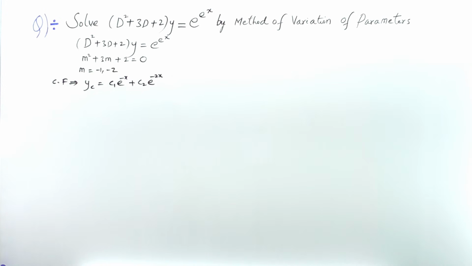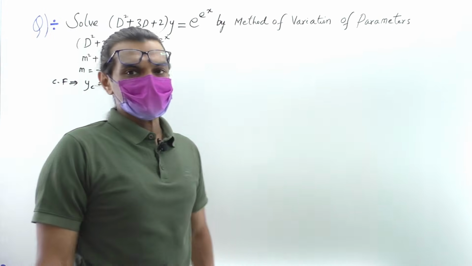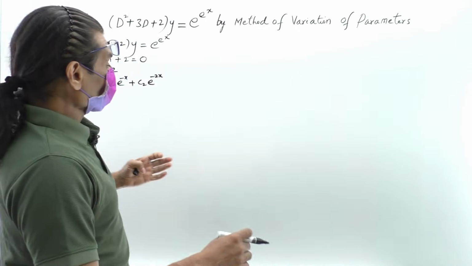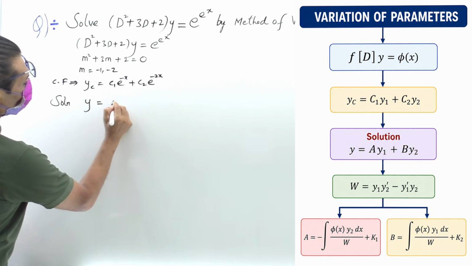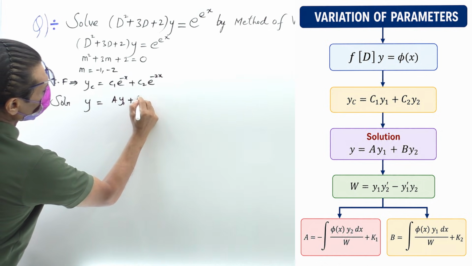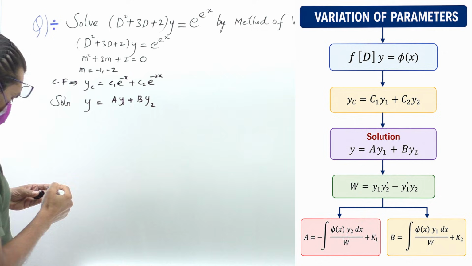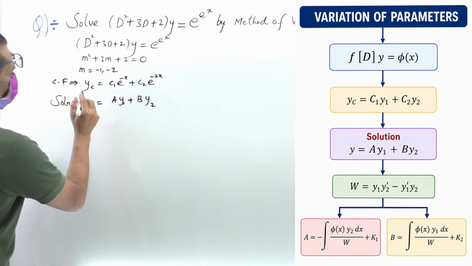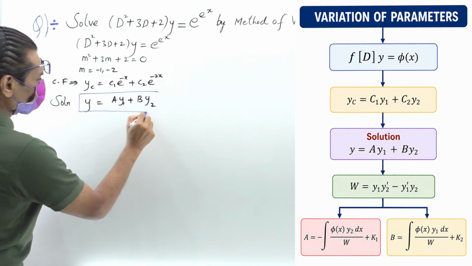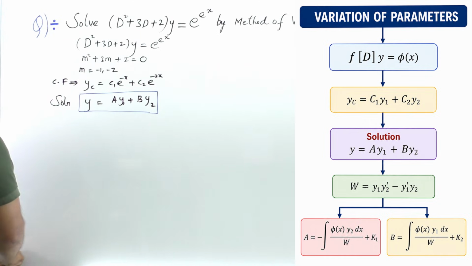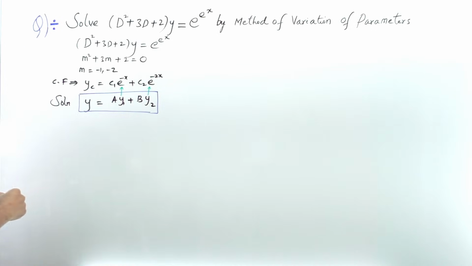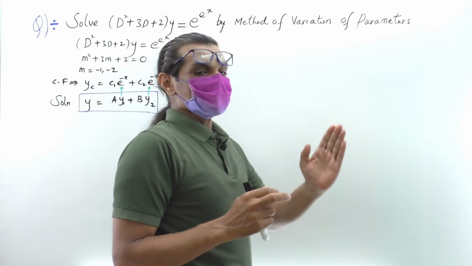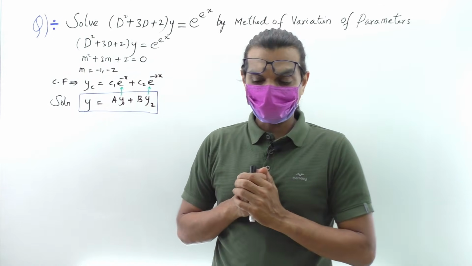Now in the method of variation of parameters, the solution is given as y = a y1 + b y2. Underline this. Here y1 is e^(-x) and y2 is e^(-2x). This is the solution, which means we need to find a and b to complete it.